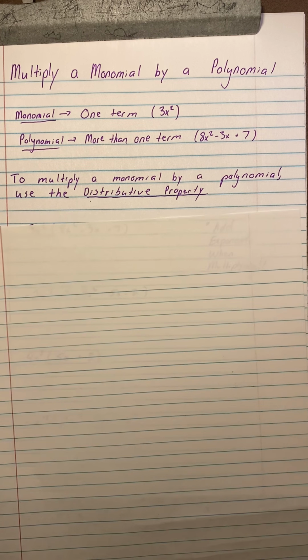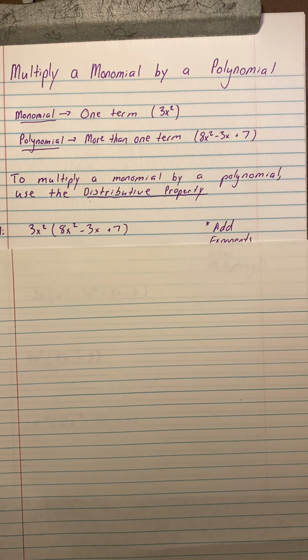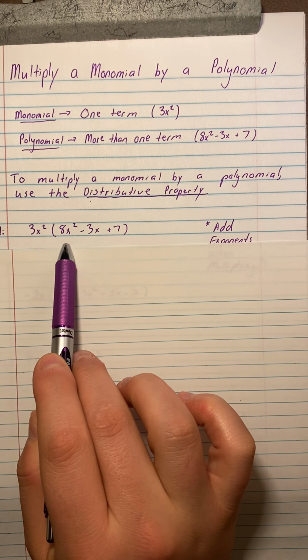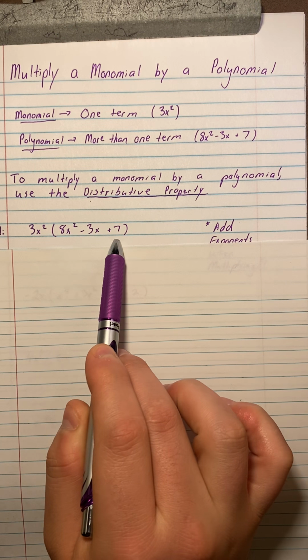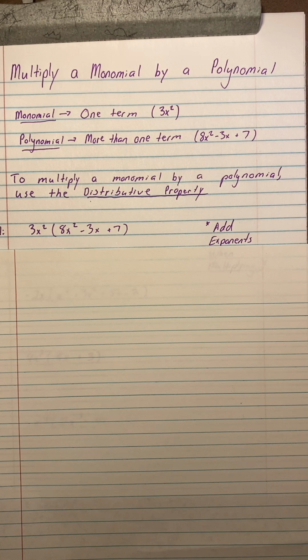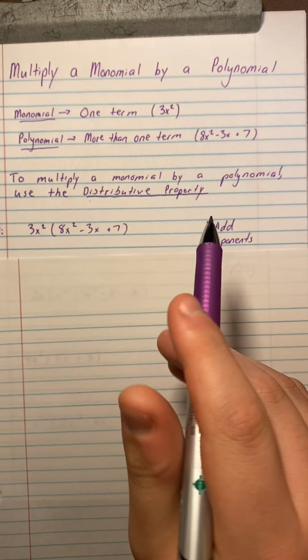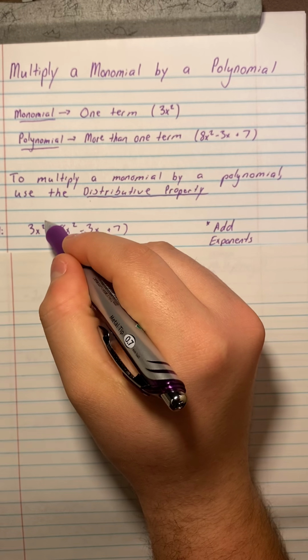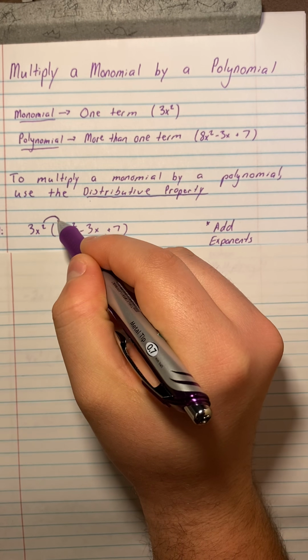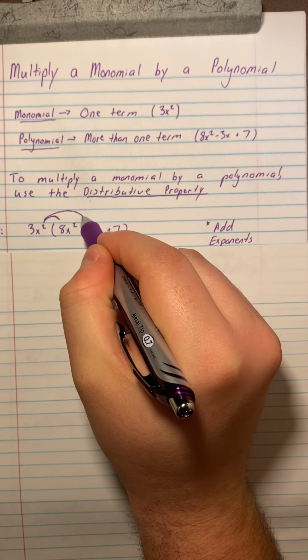So the first example we're going to do is exactly this example at the top of the page. We're going to multiply this monomial, 3x squared, times the polynomial, 8x squared minus 3x plus 7. And all we're going to do is use the distributive property. So I'm going to take 3x squared and distribute it to each of these 3 terms.